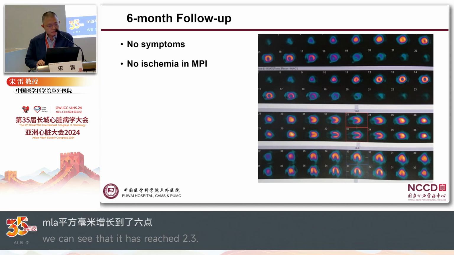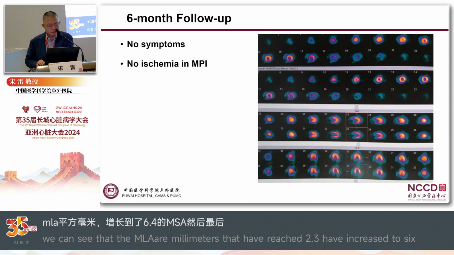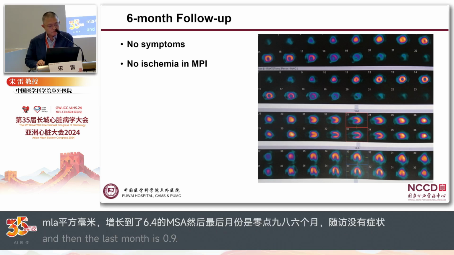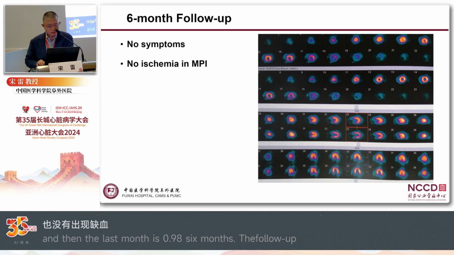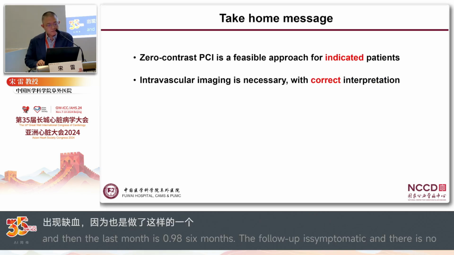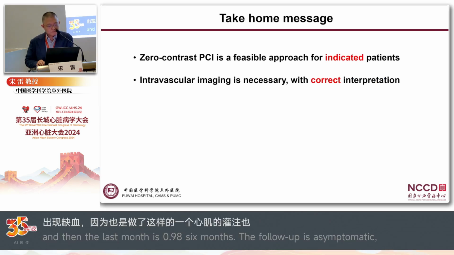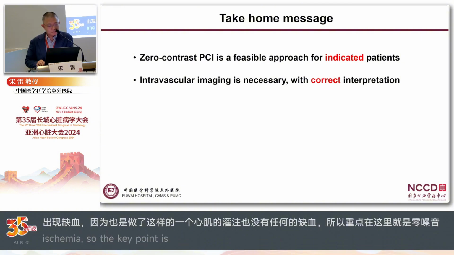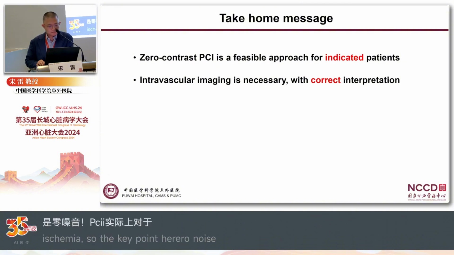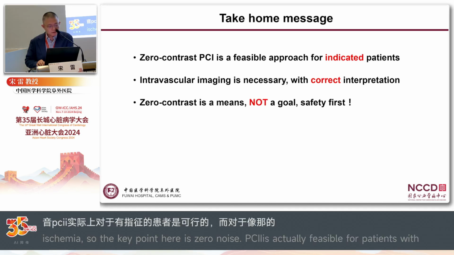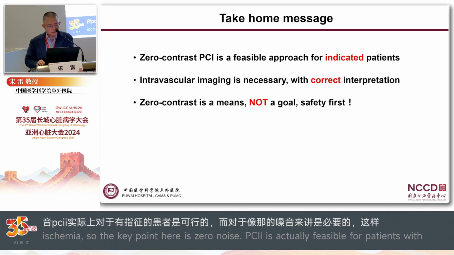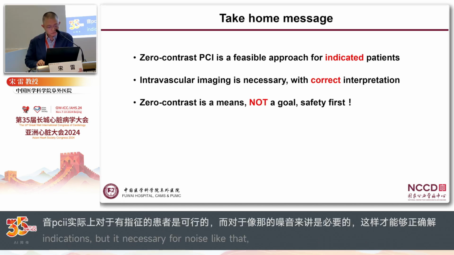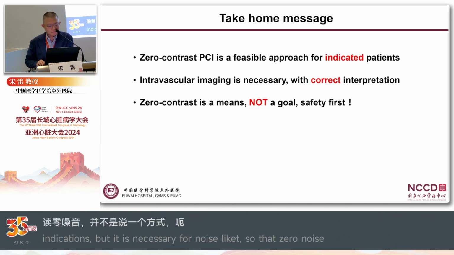Now here's a 6 months follow-up. The patient has no symptom, and we also performed the myocardial perfusion imaging, which shows no ischemia. Here's the take-home message. Zero contrast PCI is a feasible approach for indicated patients. Intracoronary imaging is necessary. Of course, it should be interpreted correctly. And finally, zero contrast is a means, not a goal. Patient safety is always first. Thank you.